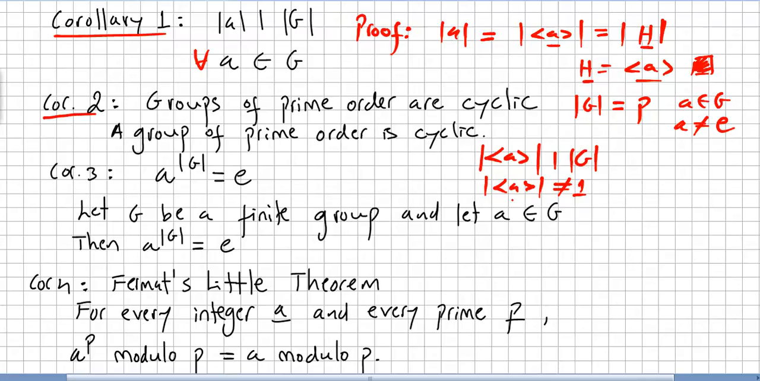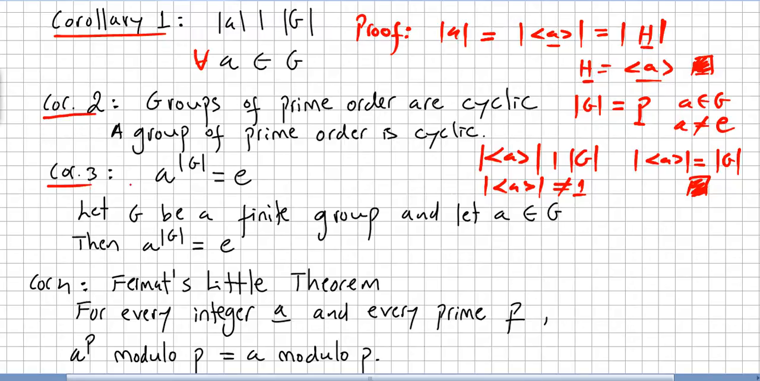Okay, so if the order of the subgroup is different from 1 and divides the order of G, and G is of prime order, the only possibility here is the order of A to be equal to the order of G. And this proves the corollary. Groups of prime order are cyclic. A group of prime order is cyclic. It has to be a cyclic group, right?